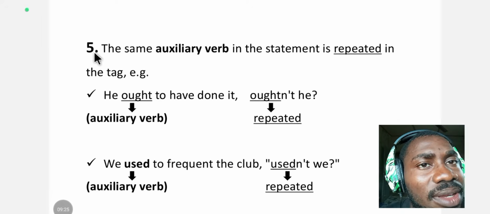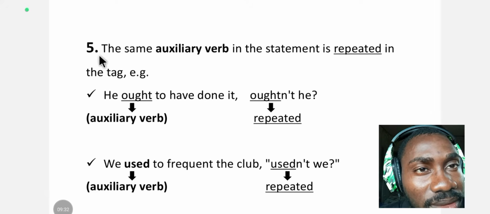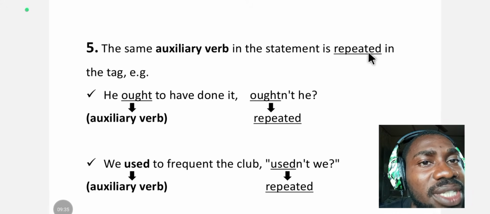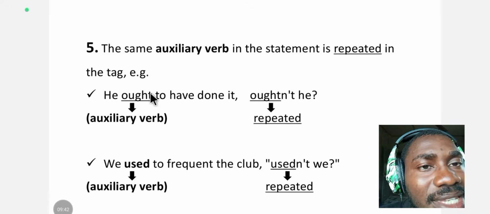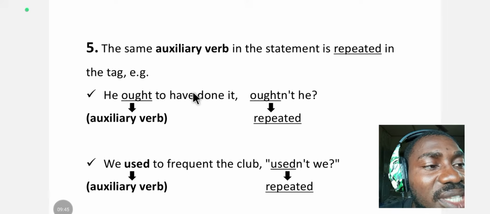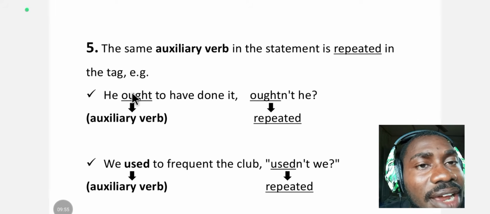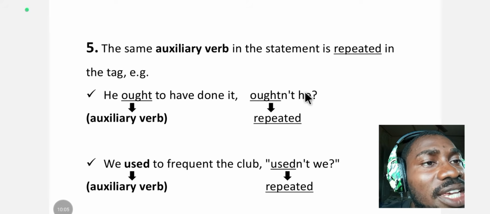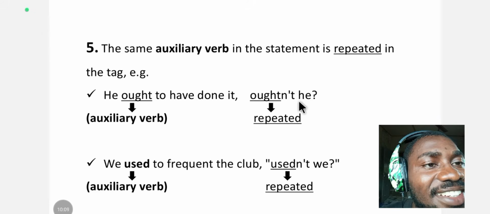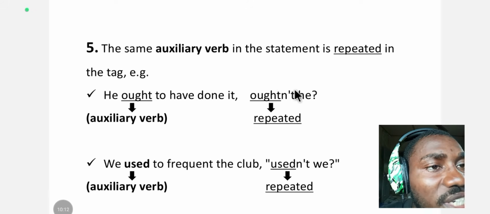Moving on to the next. Number 5. The fifth rule that governs disjunctive or tag questions states the same auxiliary verb in the sentence is repeated in the tag. The same auxiliary verb you have after the subject is repeated in the tag. For example, he ought to have done it. Ought here is the auxiliary verb after the subject he. So let's look at the tag question. What was repeated? Oughtn't he? It was repeated with the subject.